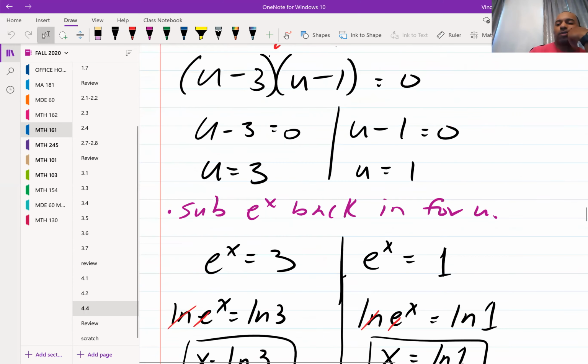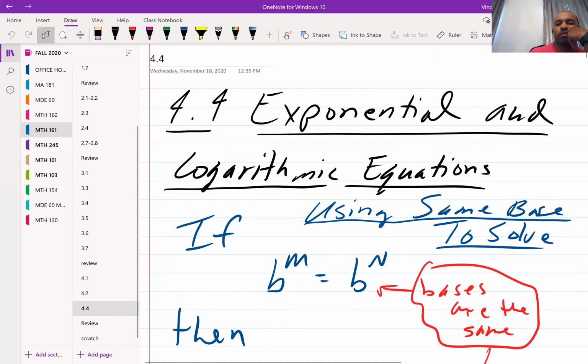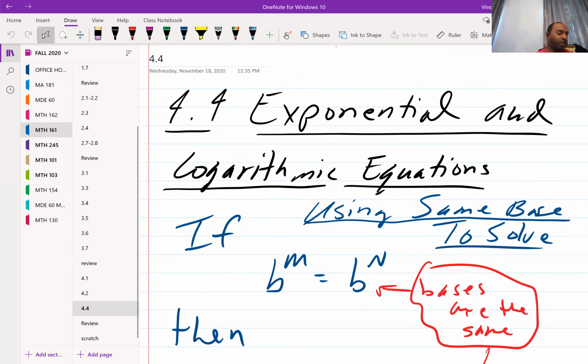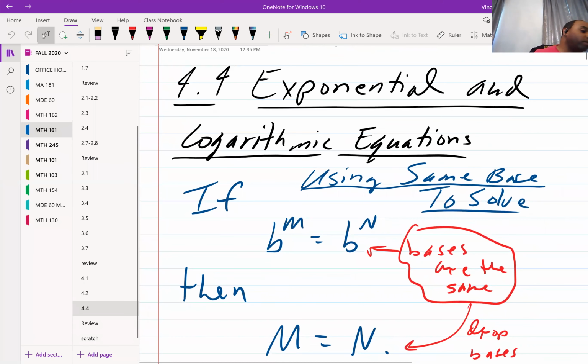So let's look at 4.4. We're going to use all of our skills up to this point to solve these exponential and logarithmic equations. We're going to go through different methods of doing so. Some equations you can solve multiple ways, and you just use the method that you see as the best method at that time. But some equations you will have multiple options in order to be able to solve.